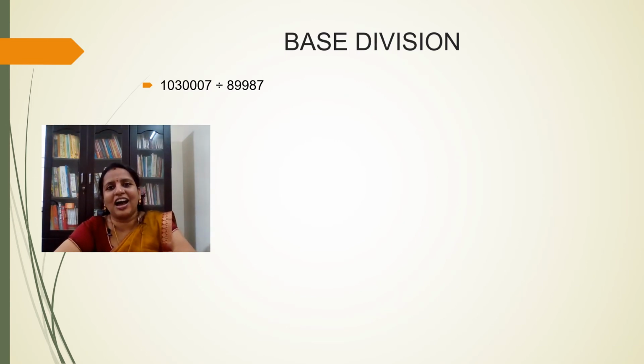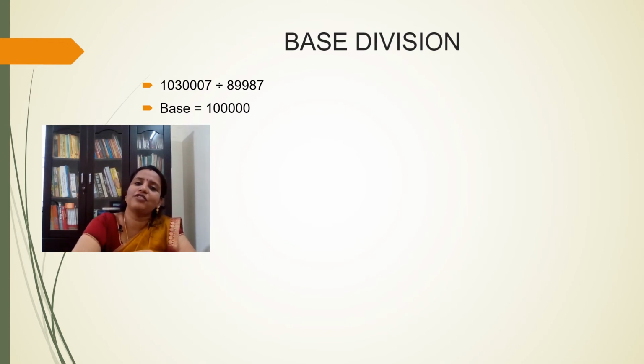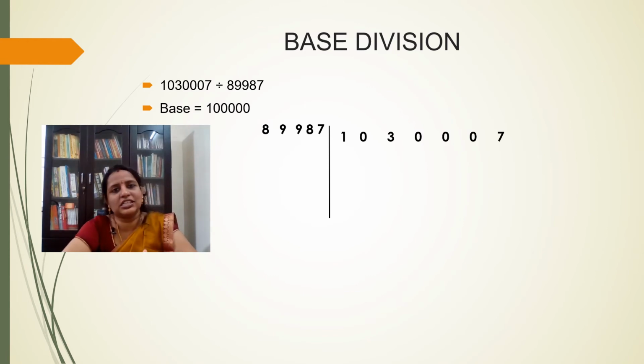But here, are we going to do so? No, we are just going to take the base and find the complement of it, and continue with the procedure. So 89,987 will be closer to which base? It will be closer to the base 1 lakh. So my base for this problem is 1 lakh. Next, I'll be taking the divisor, 89987, and my dividend, 1030007.